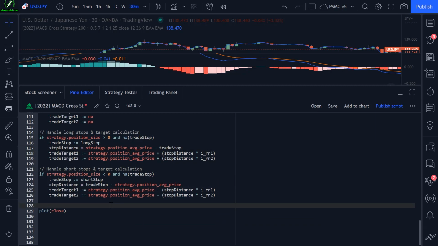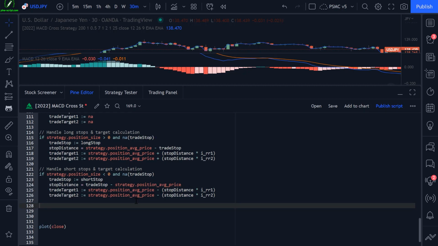Let's save our code, make sure that compiles okay. So far, so good. The next thing we do, we're nearly done with this script. There's only 3 more things to do. The next thing to do is to exit our trades when our stop loss or our take profit is hit. The second thing to do is to handle our break-even stop. And the third thing to do is to draw all of this information onto the chart using plot functions. So let's do that next.